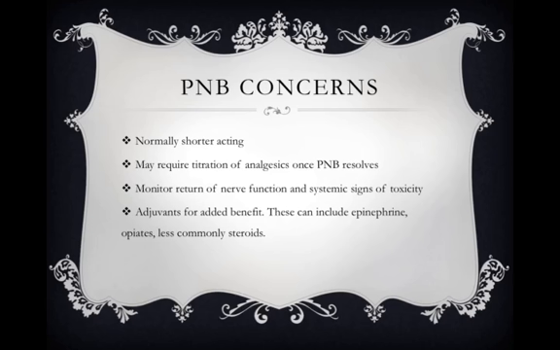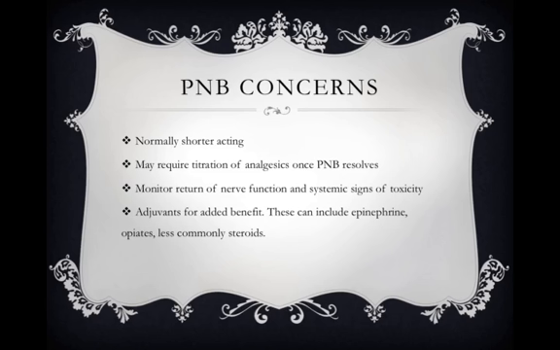So, like I said, there are two types of peripheral nerve blocks. There's those that occur as a single injection and those that occur as an indwelling catheter. So with the single injection, these are normally shorter acting. So once the peripheral nerve block resolves, this may require a titration of analgesics. And since you may encounter the resolution of the single injection nerve block in the PACU, you'll want to monitor the return of nerve function and monitor for signs of systemic toxicity.